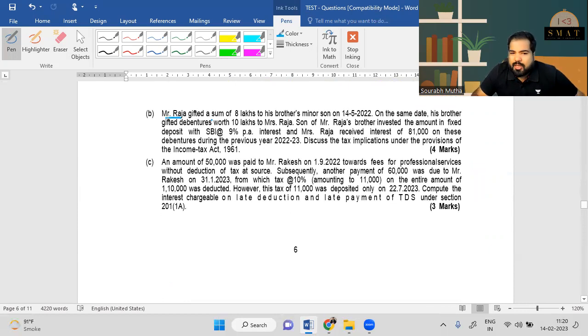Looking at this question, Mr. Raja gifted a sum of 8 lakh to his brother's minor son on the 14th of May 2022. On the same date, his brother gifted debentures worth 10 lakhs to his wife. So basically, Raja is gifting something to his brother's minor son, whereas the brother is gifting something to Raja's wife. So is this a cross transfer?